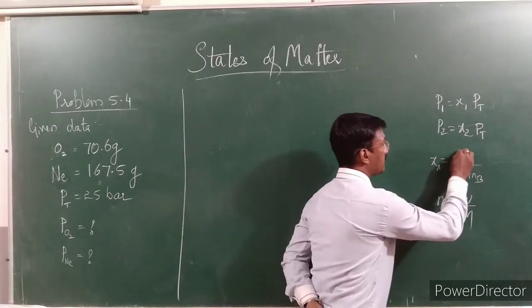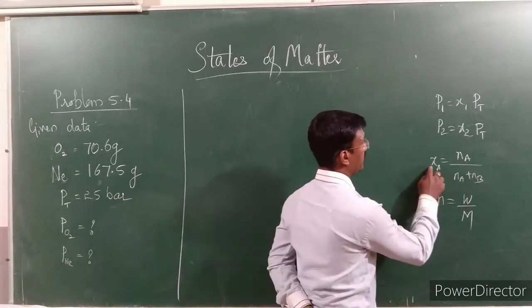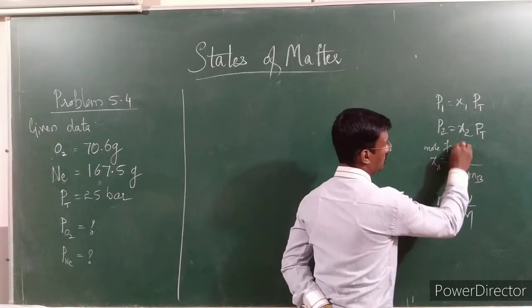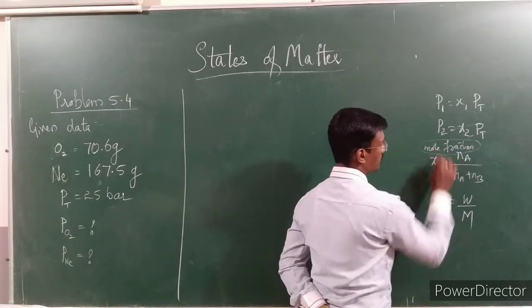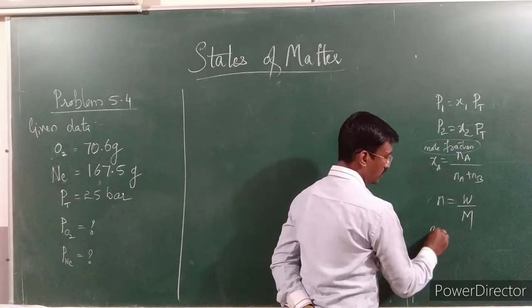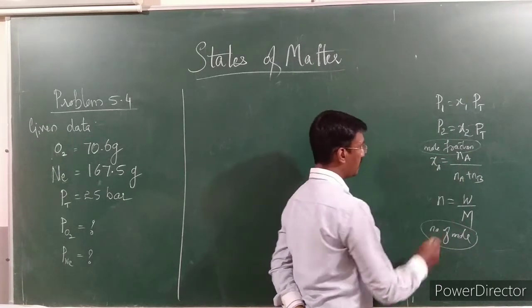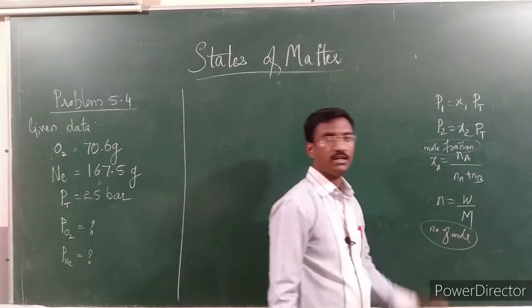How to calculate this N? N is the number of moles. You have to remember that X is the mole fraction. You have to remember the meaning of this word. X is mole fraction. N is number of moles. Can you see, it is slightly variable. Mole fraction is X. Number of moles is N.